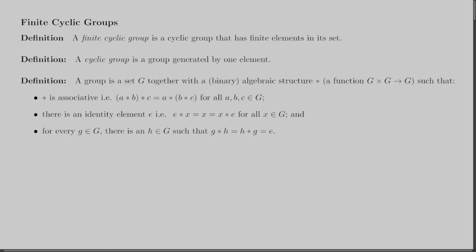A finite cyclic group is a group that is finite. A cyclic group is a group that is generated by one element. A group is a set together with an associative algebraic structure that contains an identity element and an inverse for each of its elements. There's more to groups than what can fit in a continuous 10-year-long video.